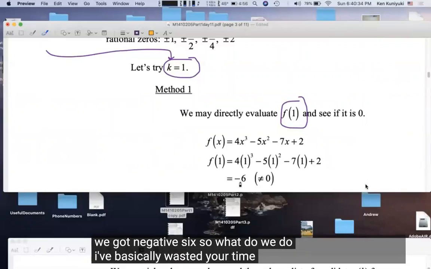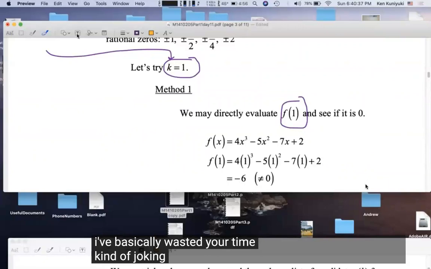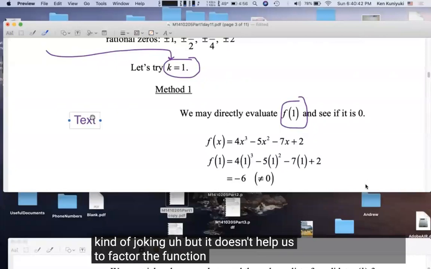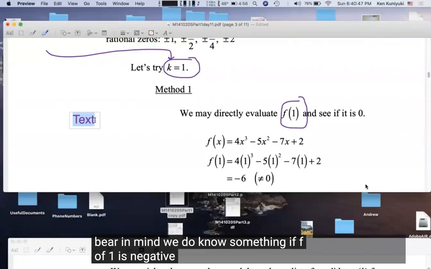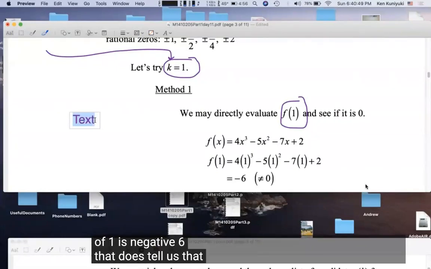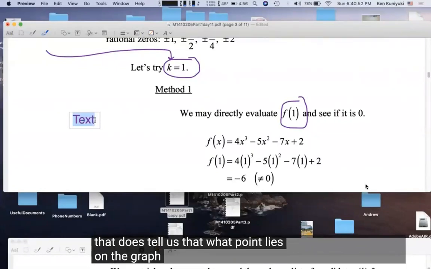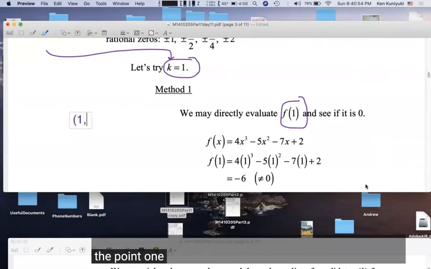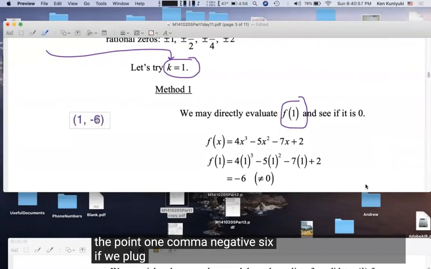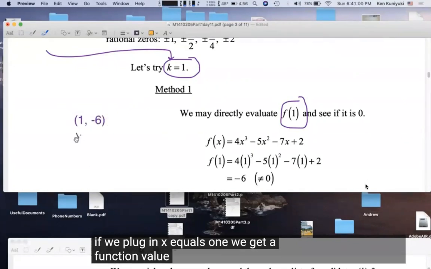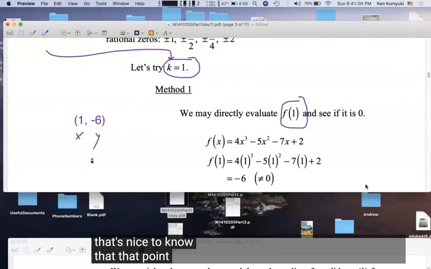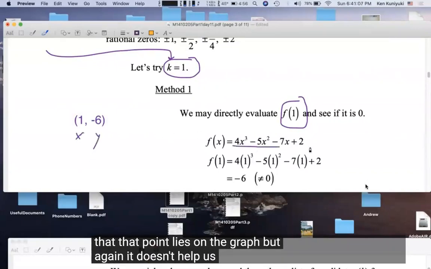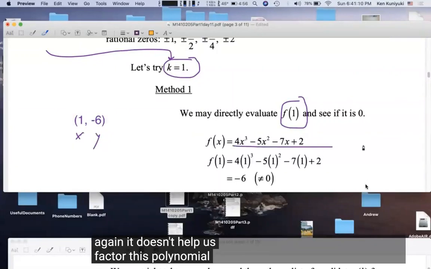So what do we do? I've basically wasted your time. I'm kind of joking, but it doesn't help us to factor the function. Now, bear in mind, we do know something. If f of 1 is negative 6, that does tell us that the point 1, comma, negative 6 lies on the graph. If we plug in x equals 1, we get a function value, or y-coordinate, of negative 6. So that's nice to know, but again, it doesn't help us factor this polynomial.